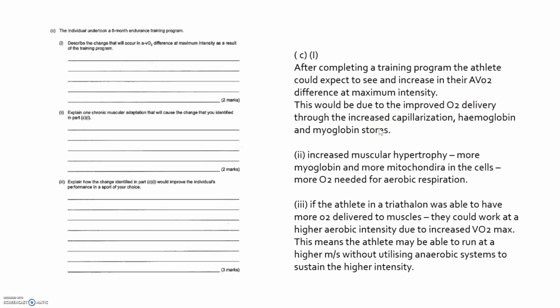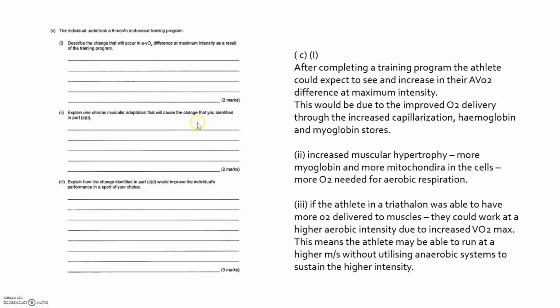Why, you ask? Because if we train, our body would be able to extract more oxygen and deliver more oxygen to the muscles. So if we're having oxygen come through our arteries, going to our muscle cells, we can take more oxygen out of that blood, so therefore the blood that gets delivered back through the veins has less oxygen in it. So this can be due to improved oxygen delivery through capillarization, hemoglobin, myoglobin stores. It's only 2 marks, but we've shown a really good understanding of the content there.